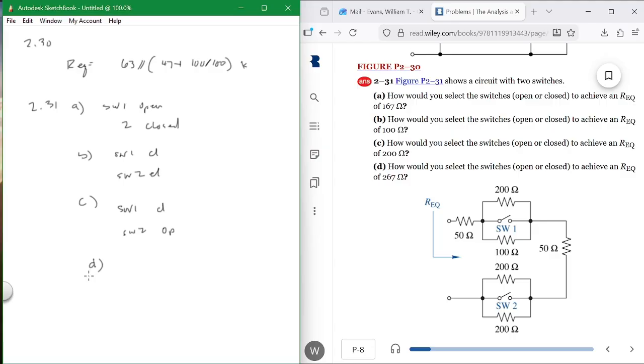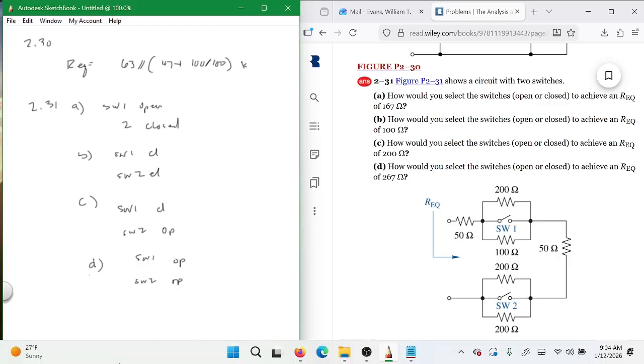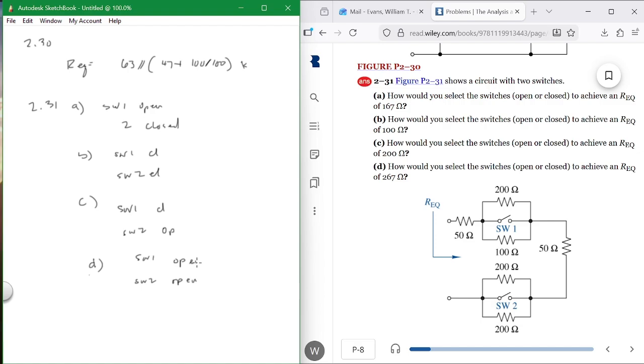And D. What about this one? 267. Both open. Any questions? Okay.